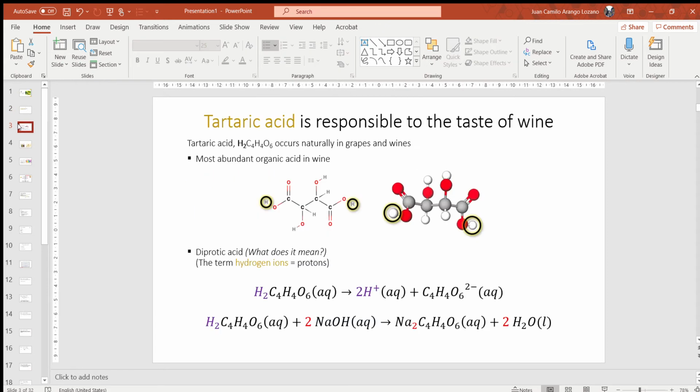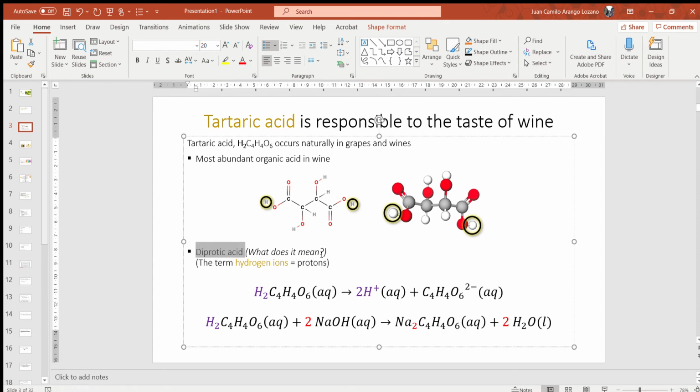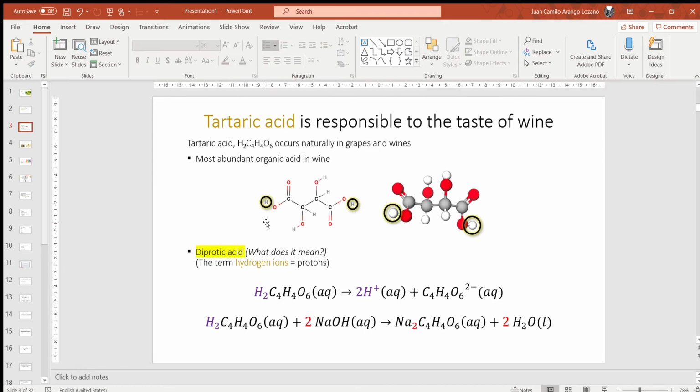Okay, moving forward, tartaric acid is responsible for the taste of wine. Actually, this is the most abundant acid in wine and occurs naturally in grapes and wines. So that's the reason why. One important chemical consideration for tartaric acid is that it is a diprotic acid, as you can see here. Diprotic acid means that this acid has not only one hydrogen ion, but two, which are responsible for the acidity of this compound when it's in solution. Therefore, this is called a diprotic acid.